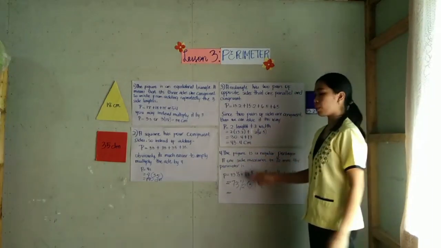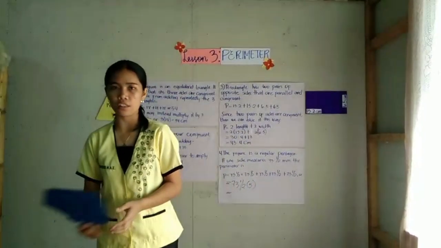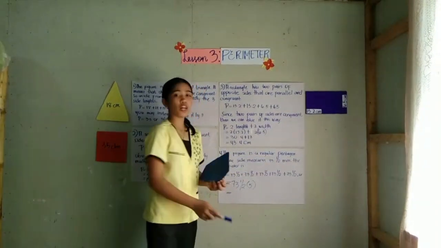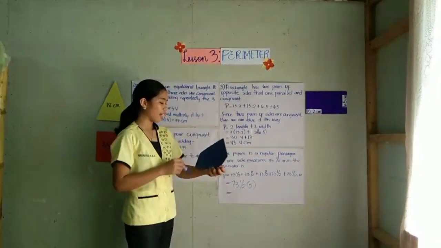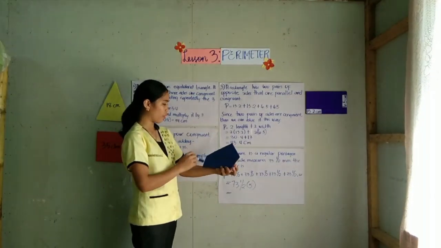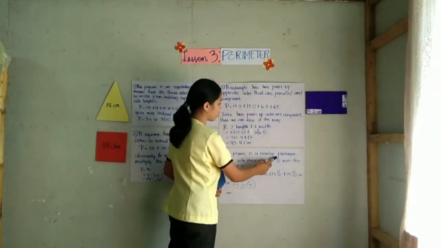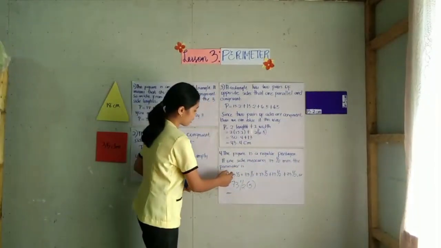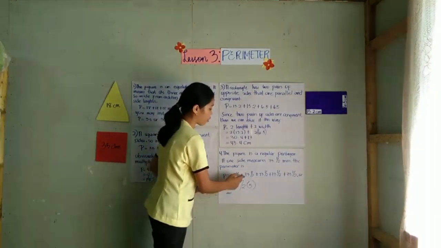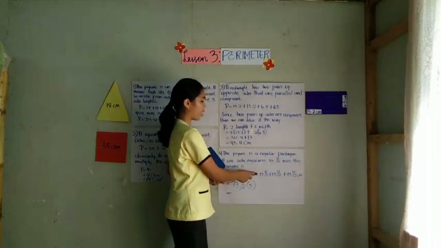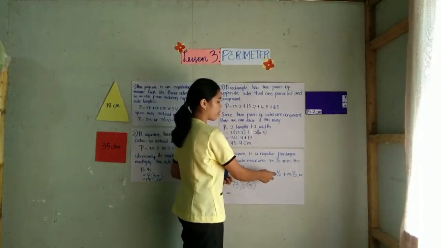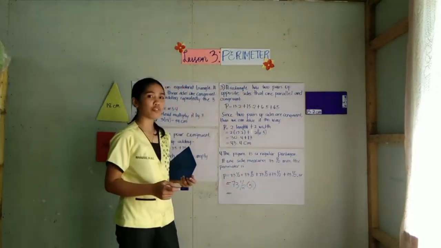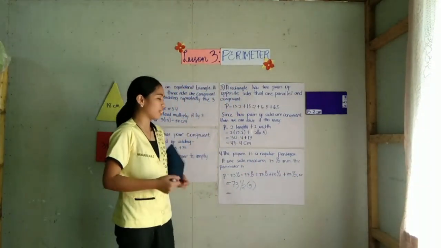And the last example is this polygon. So the figure is a regular pentagon. A pentagon has 5 sides, right? 1, 2, 3, 4, and 5. If one side measures 73 and 1/2 mm, the perimeter is equal to P equals 73 and 1/2 plus 73 and 1/2 plus 73 and 1/2 plus 73 and 1/2 plus 73 and 1/2. It's so long, right? So instead of doing that, we can use another way.